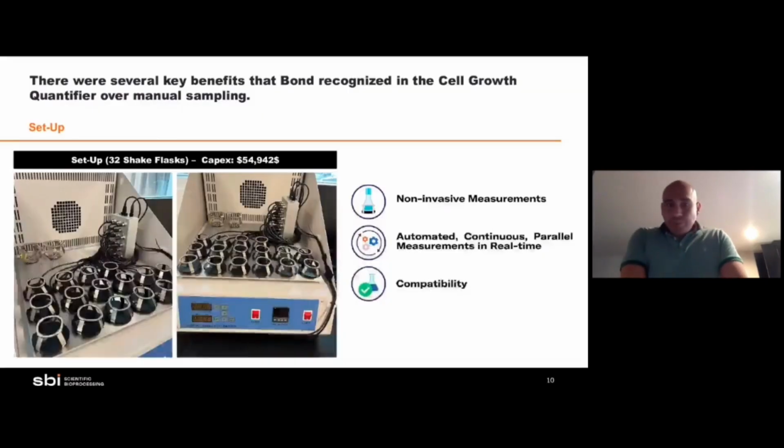So here we see SBI's equipment. These are flask readers, and there's a light source at the bottom, of course, and that light source uses refracted light as opposed to transmitted light, and therefore you can read optical densities or turbidity at much higher ranges than you can in traditional spectrophotometer readers, and therefore you will not require intervention via sampling.